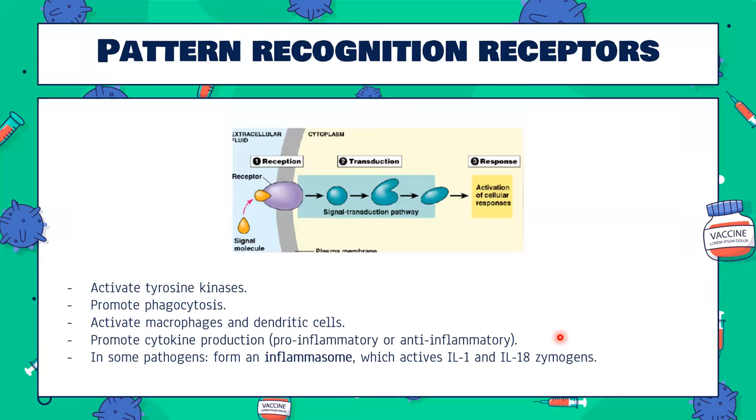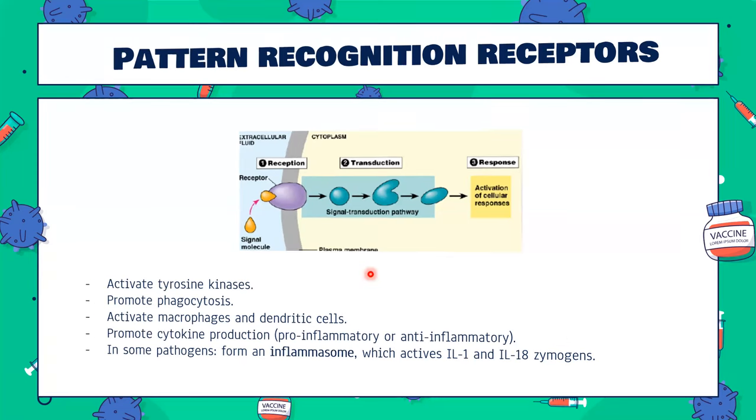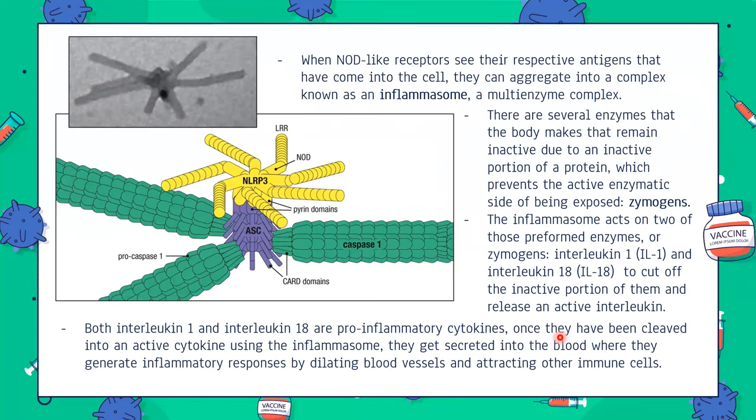And some pathogens are going to use the NOD-like receptors and form an inflammasome, which activates interleukin-1 and interleukin-18 zymogens. Now, what does that mean? I just spewed a bunch of nonsense on you guys. But when NOD-like receptors see their respective antigens that have come into the cell, they aggregate into a complex which is known as an inflammasome. So you guys can see that here we have a bunch of NOD-like receptors, right? This is a NOD-like receptor, this is a NOD-like receptor. They're all going to join together and form basically a helicopter.